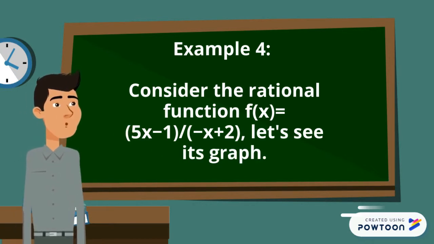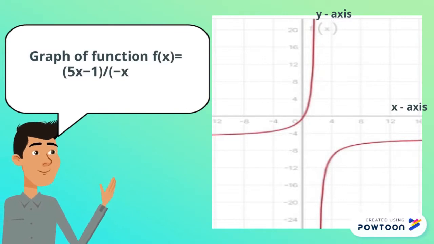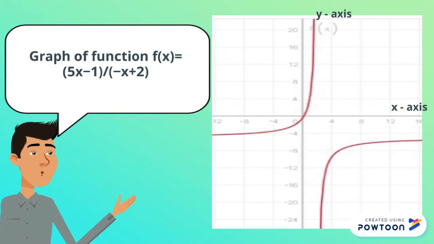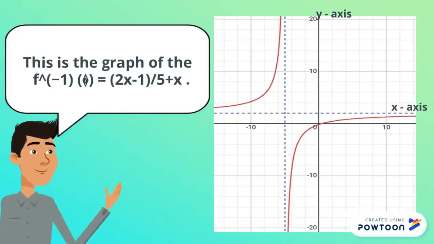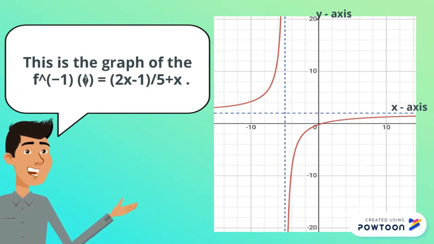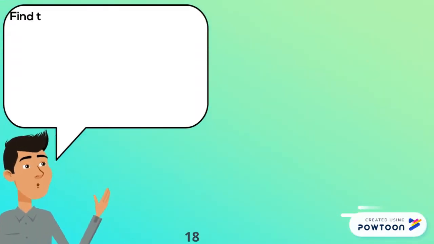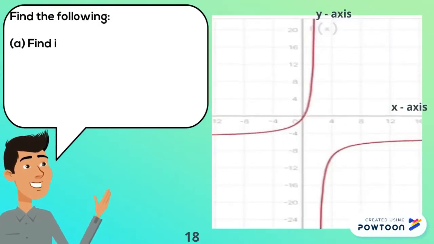Let's see its graph. This is the graph of the function f of x is equal to 5x minus 1 all over negative x plus 2. Let's see the curved lines. This is the graph of the inverse function, which is equal to 2x minus 1 all over 5 plus x.